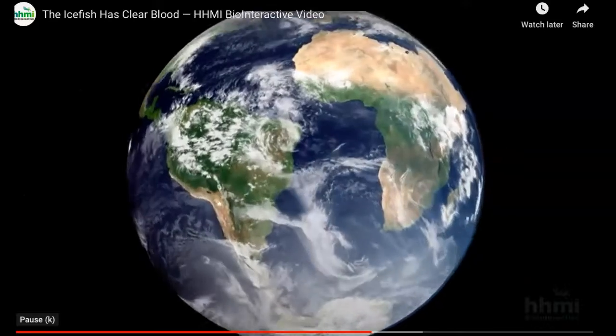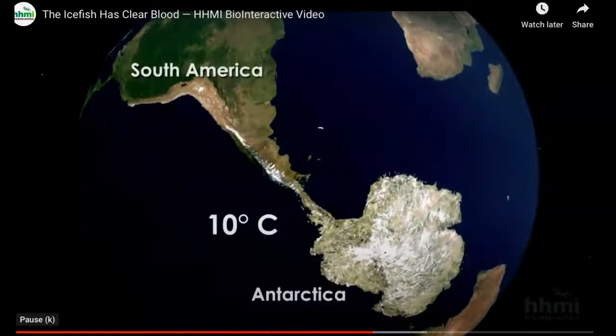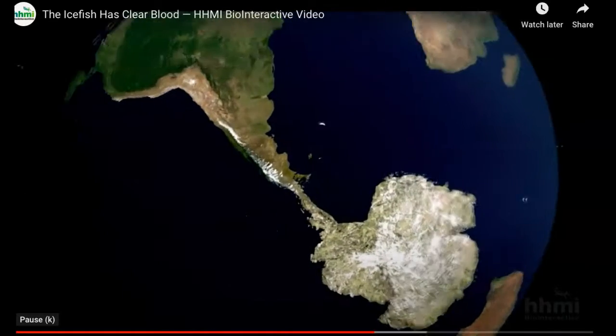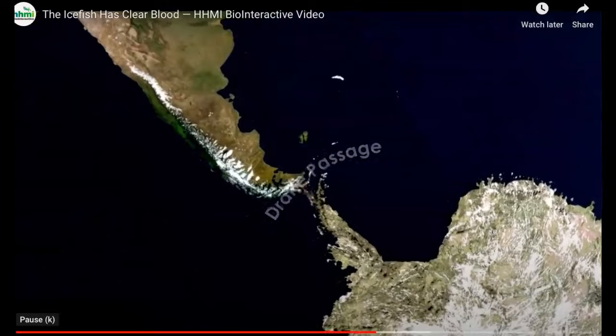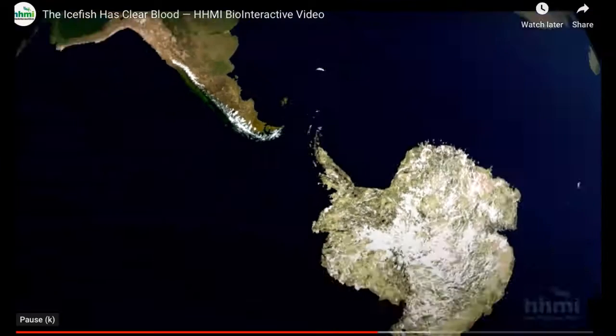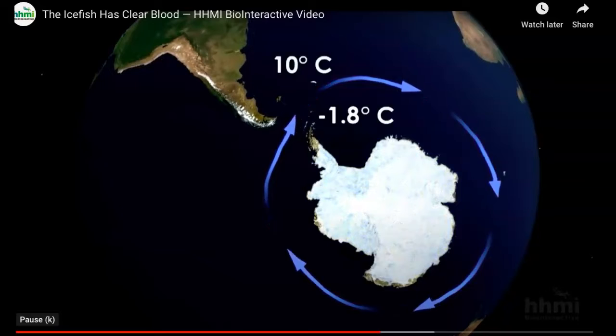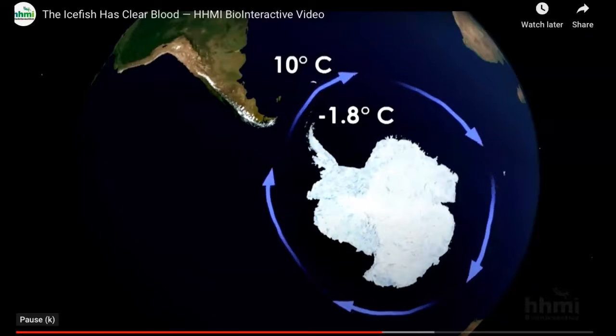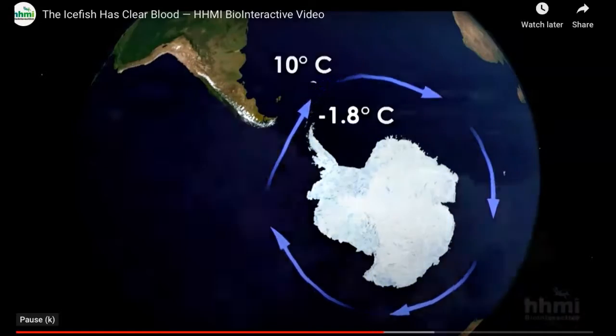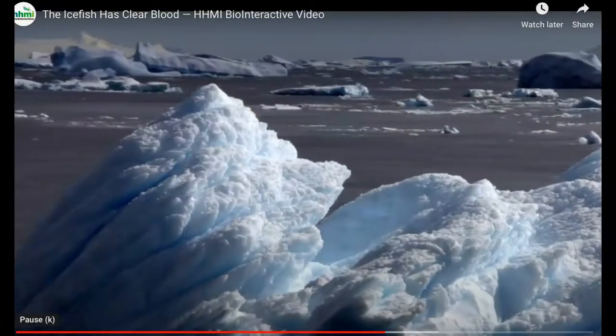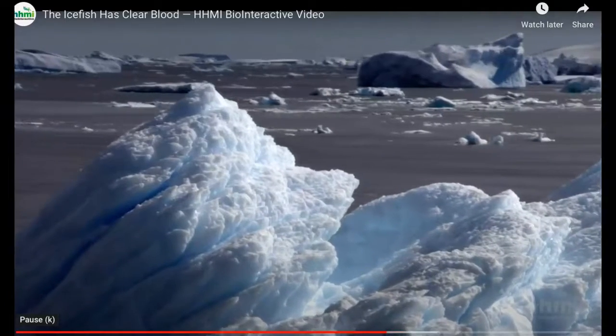The waters around Antarctica were once a temperate 10 degrees Celsius. But 34 million years ago, Drake Passage opened as Antarctica broke away from South America. Now a continuous current circled the new continent, isolating its surrounding waters. As a result, those waters chilled to minus 1.8 degrees Celsius.